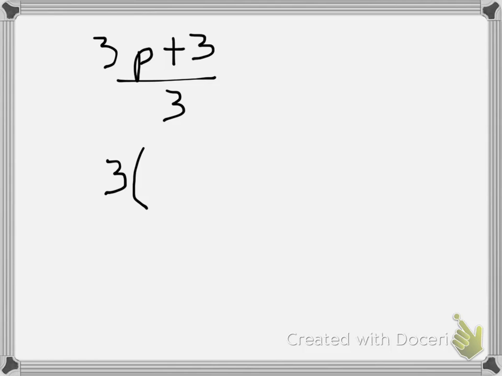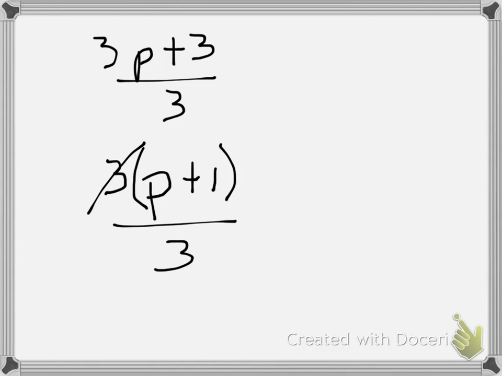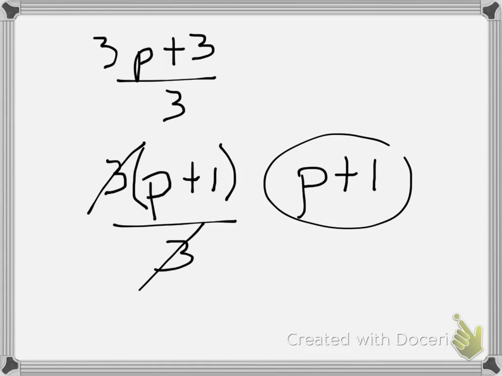So then we ask what times 3 is going to give us 3p. We know that it's going to give us p. And then what times 3 is going to give us 3? Well, it's going to be 1, all over 3. Now that we have this, we can reduce and simplify it. So we can cancel out the 3's, and it would leave us with a final answer of p plus 1.